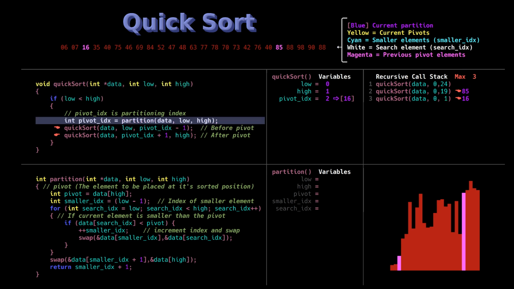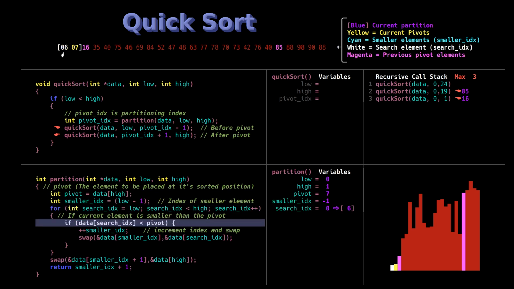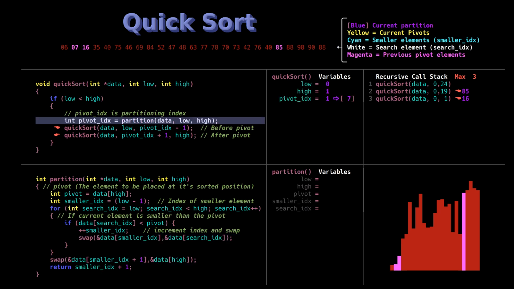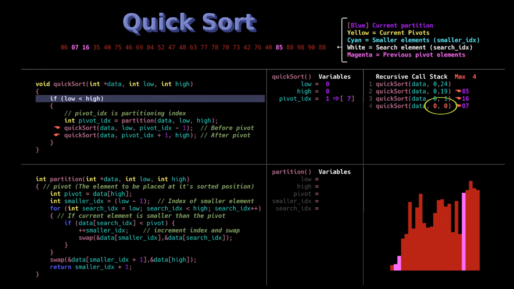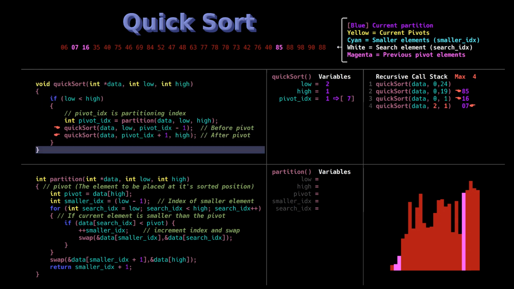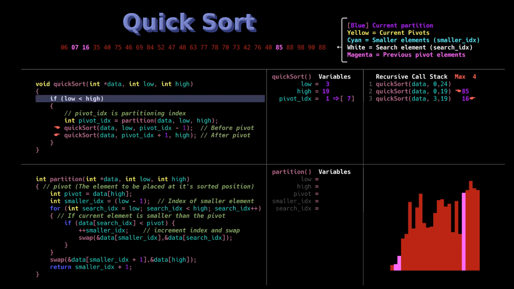The quicksort's average big O is n log n, and its worst case is n squared. When a recursive call's low and high arguments indicate a partition of 1 or less, the arguments shown on the recursive stack will be red. When this occurs, the recursive call to the quicksort function will terminate.